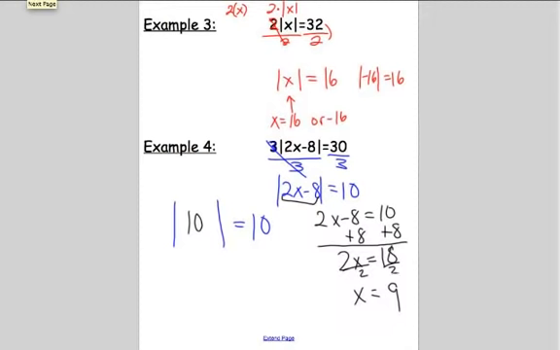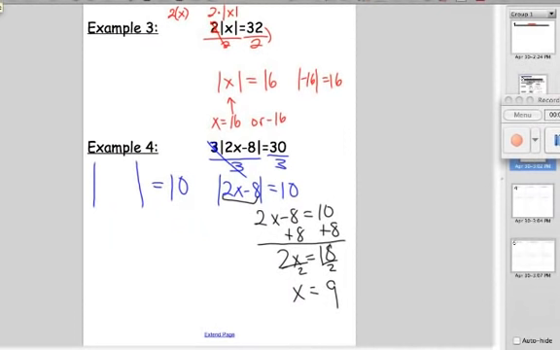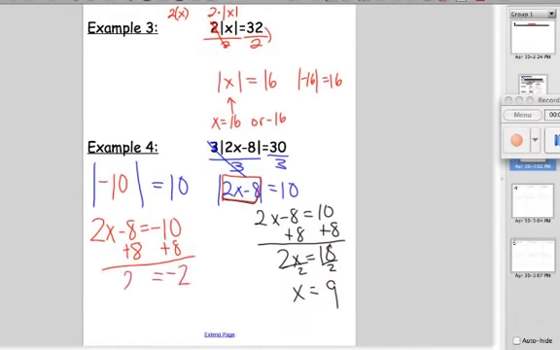But we can't forget about the other solution. The other solution is when the inside is negative 10. So when is the inside negative 10? Because that also gives me an absolute value of 10. So I'm going to write another equation, 2x minus 8 equals negative 10. And then I will solve that equation in the same exact steps by adding 8 to both sides and dividing both sides by 2. And I get my second solution of negative 1. So the two solutions are negative 1 and 9. Both of those will create an expression that's equal when I plug them in for x.